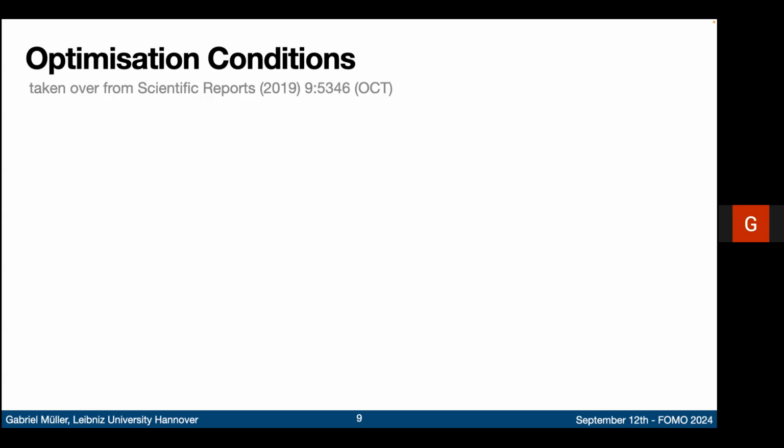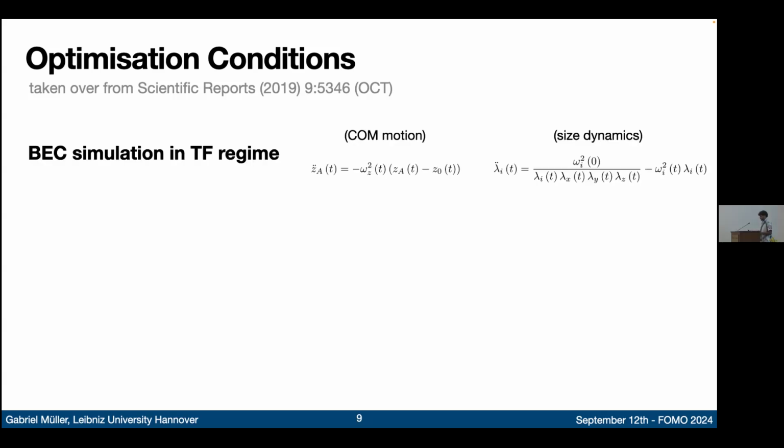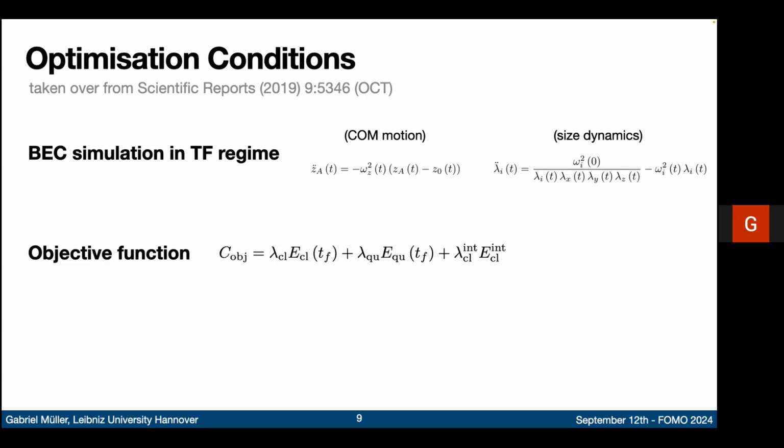So the setup for today's results is one that we took from these OCT results, because we wanted to test our new optimization approach on this very simple case. We do not use a GPE now or anything. We just use another optimization approach and see how the convergence looks, whether it is in general a good approach, and so on. So we do the BEC simulation in the Thomas-Fermi regime, we decouple these two properties. And then we have this objective function, the optimization goal.